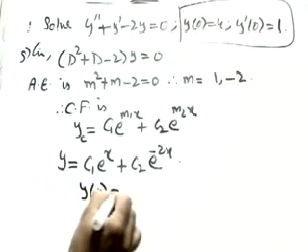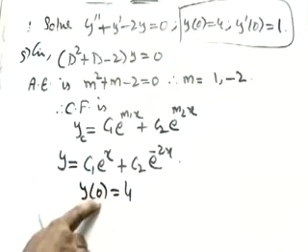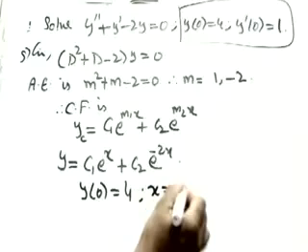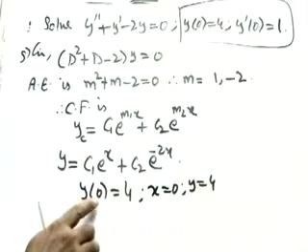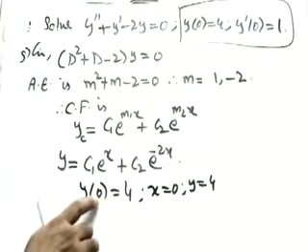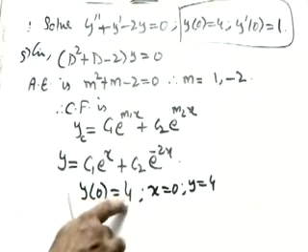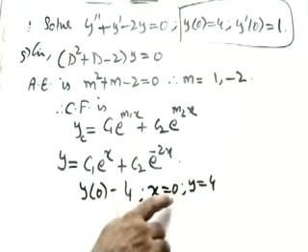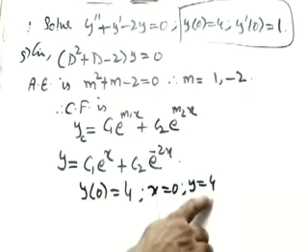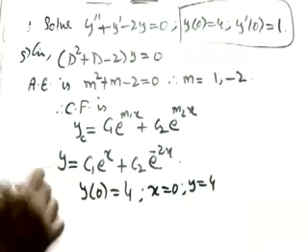This is the first condition, y of 0 equals 4. That means when we keep x value 0, the y value is 4. This is x. So y of 0 equals 4 means when we keep x equals 0, the value of y is 4. In this equation, you keep x value 0, y value 4.